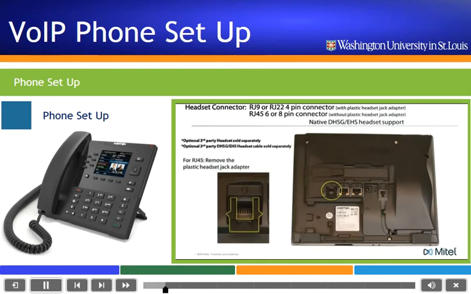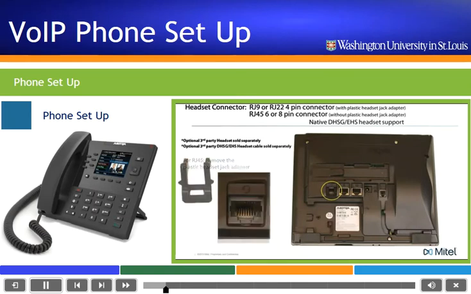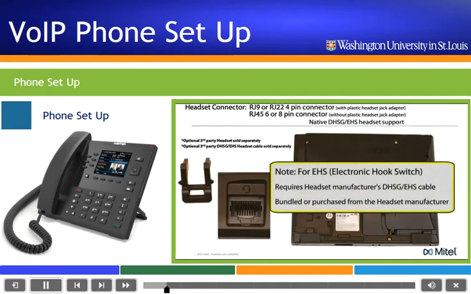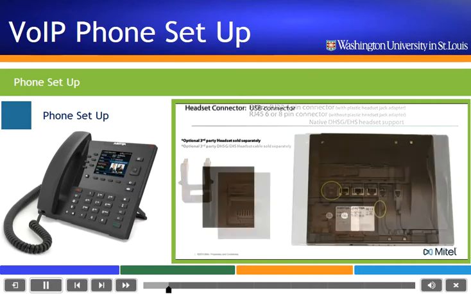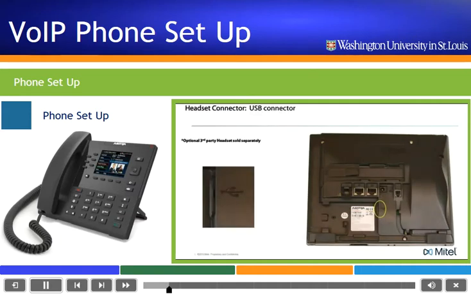For DHSG and EHS headsets with an RJ45, 6, or 8-pin connector, remove the plastic headset jack adapter. For electronic hook switch, you will need a DHSG EHS cable, which may come bundled with your headset or purchased separately from the headset manufacturer. The 6867i supports multiple headset interfaces. In addition to the RJ45 and modular 4-pin connector, it also supports a USB headset.